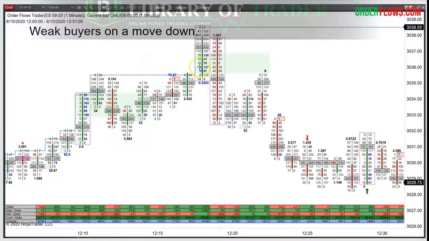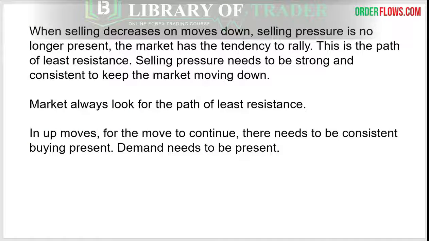That's what you're seeing in here, right? The weak buyers on the move down. There's people that were buying it here who realize we're not going higher. They're not buying it anymore, and oftentimes they're turning sellers in there. So now when selling decreases on moves down, selling pressure is no longer present, and the market has the tendency to rally.